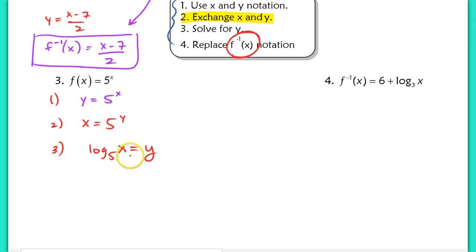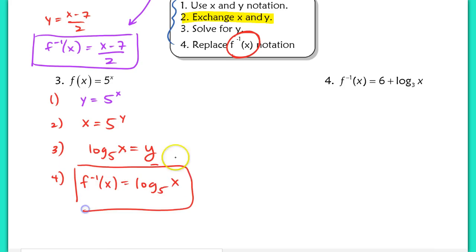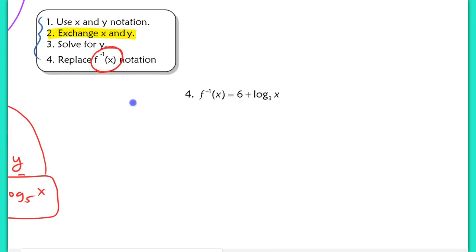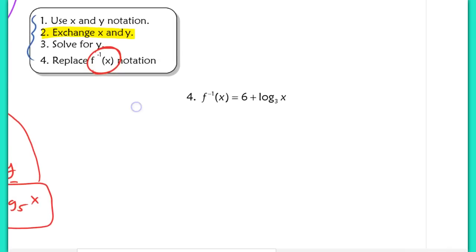Now I want to replace in step 4 that y here with f inverse of x. So I have f inverse of x equals log base 5 of x. So this is the inverse function here. This log is the inverse of 5 to the x. Now in number 4, don't think of this as being any more difficult than the problems that we just worked on. It's starting off by giving you the inverse, and it's asking you to find basically f of x. So we're trying to find f of x if we are given f inverse x. This doesn't change how we do this problem.